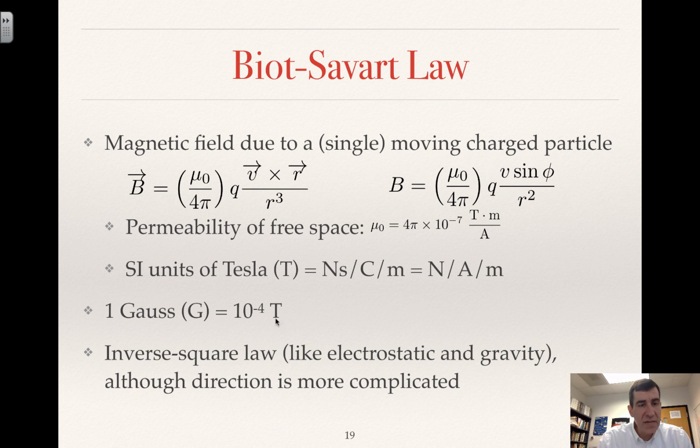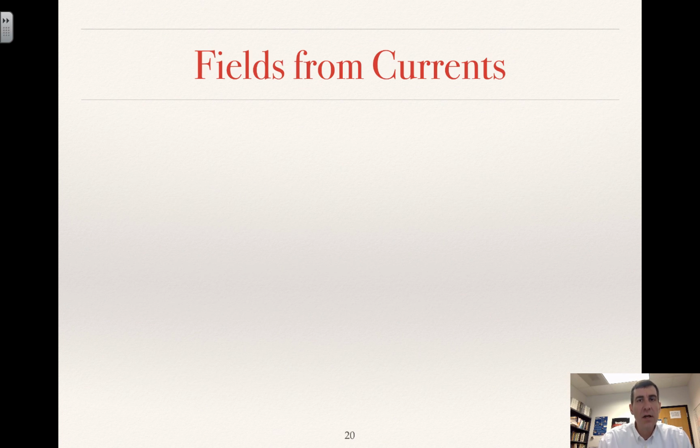The magnetic field is also an inverse square law, just like the electrostatic force and gravity. There's an r cubed on the one over on the left here, but we've got an r up here on the top, so it's effectively like r squared. The direction, of course, is more complicated because we have this pesky cross product. Okay, so that's if we have a single charged particle.